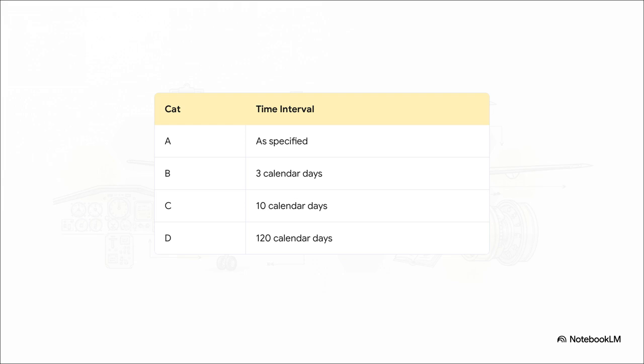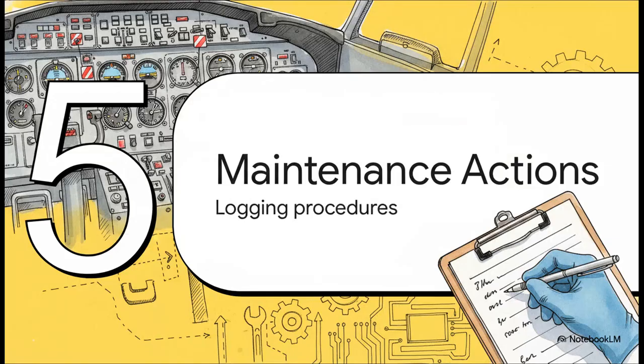Now, here is the secret to getting the math right. You always exclude the day the malfunction was recorded. So say a Category B defect gets written up at 10 hours UTC on January 26th. Your brief 3 days don't actually start ticking until midnight on the 26th. So you get the 27th, the 28th, and the 29th, with the hard deadline hitting exactly at midnight on January 29th.